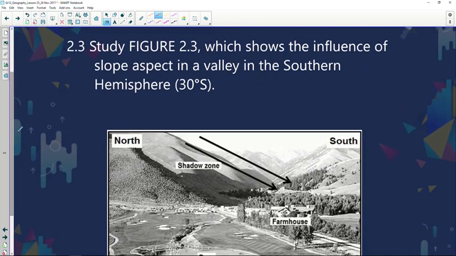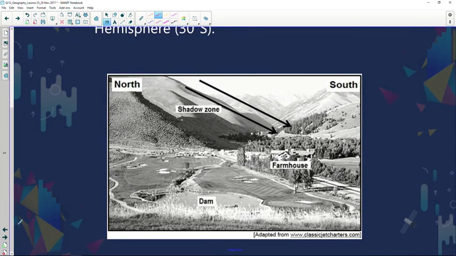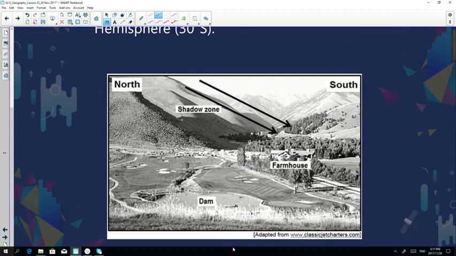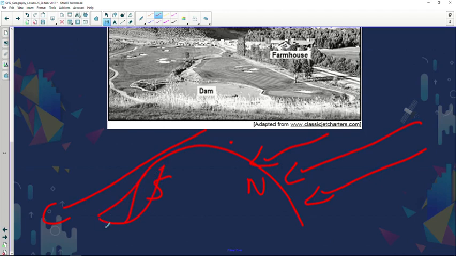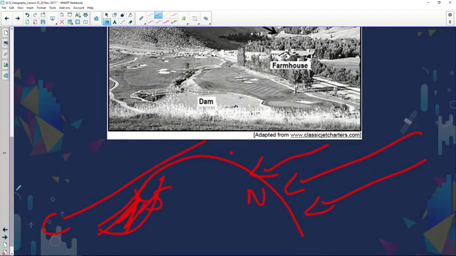Study figure 2.3, which shows the influence of slope aspect in a valley in the southern hemisphere. First of all, what do we know about slope aspect? Very importantly, our north-facing slopes receive direct insolation. Our south-facing slopes are usually cast in shadow because they don't get direct insolation, and people tend to live on the north-facing slopes because they are warmer than the south-facing slopes.